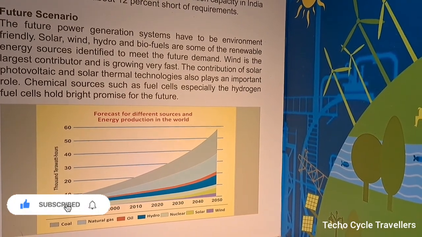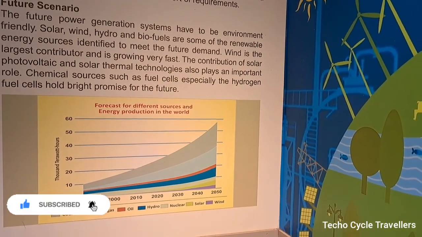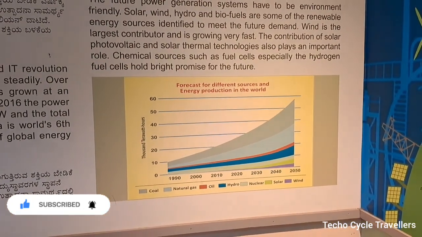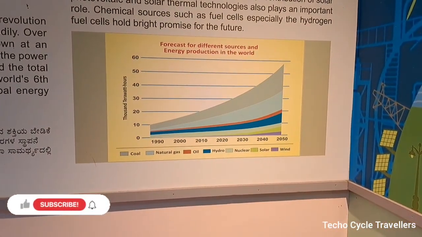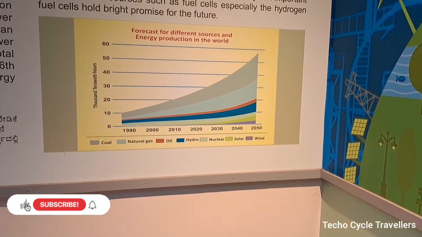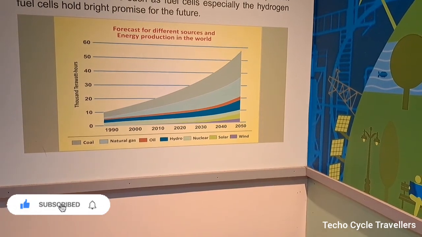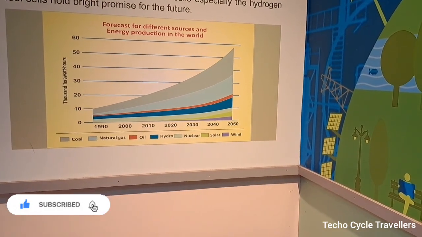Forecast for different sources of energy production in the world. 1,000 terawatt hours. 1990, 2000, 2010, 2020, 2030, 2040, 2050. Coal, natural gas, oil, hydro, nuclear, solar, wind.